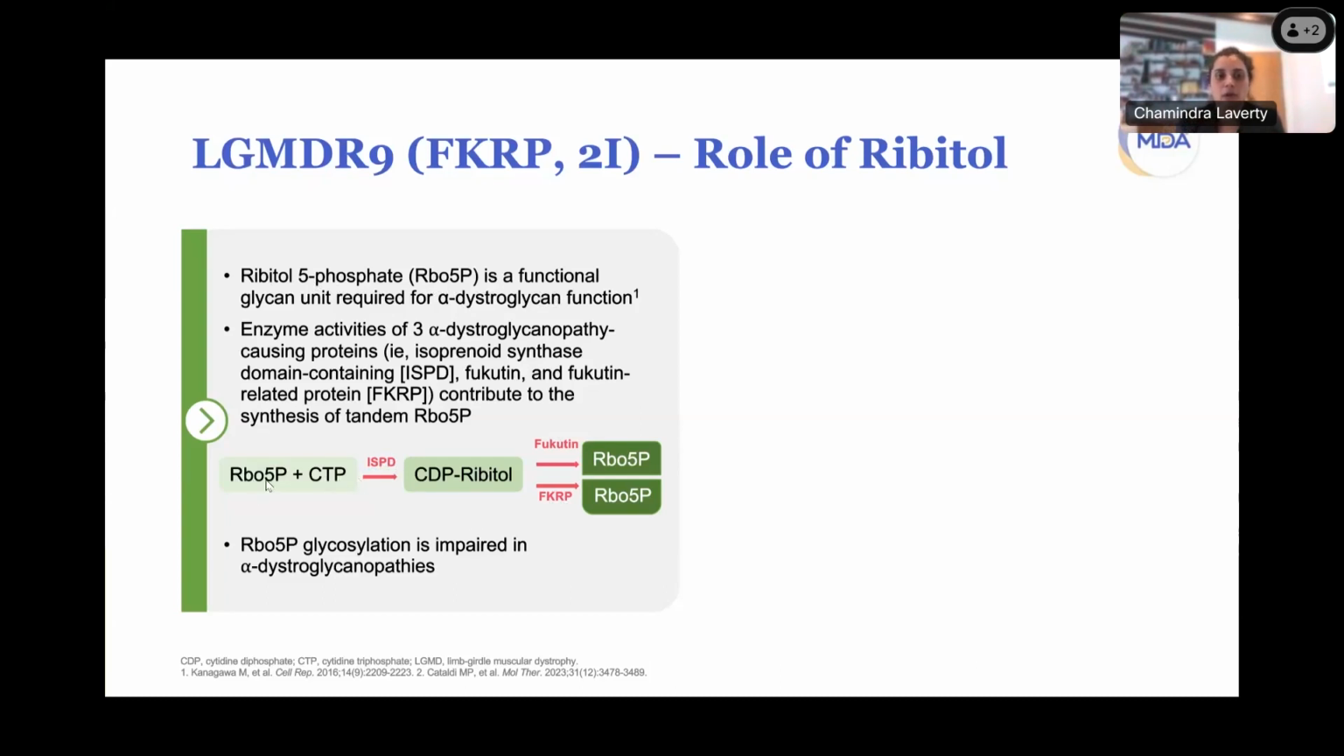And there are various enzymes, the ISPD, the fukutin, FKRP, that are responsible for making ribitol be able to glycosylate alpha-dystroglycan. So ribitol 5-phosphate binds CTP, which is basically an energy molecule similar to ATP, and ISPD, which is isoprenoid synthase domain containing enzyme, makes it into CDP ribitol, which then uses two different enzymes to get ribitol 5-phosphate in tandem. So these are two sugars linked together, and that gets put onto alpha-dystroglycan. And you need alpha-dystroglycan to function normally in order to have a normal muscle membrane. And when you have mutations in this gene, this enzyme, or these two enzymes, you have limb-girdle muscular dystrophy.